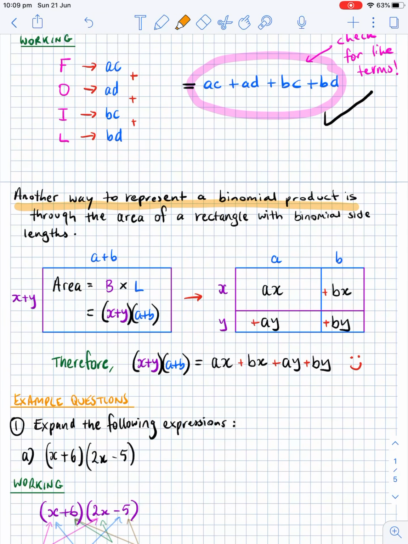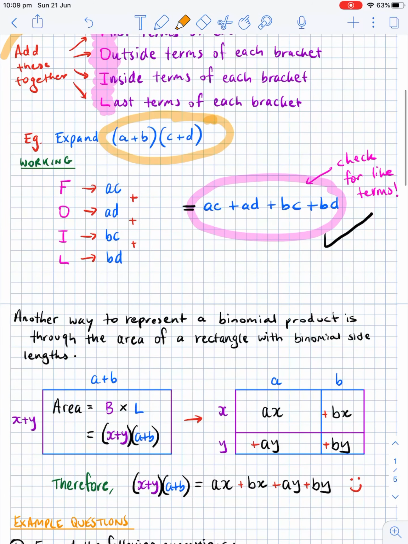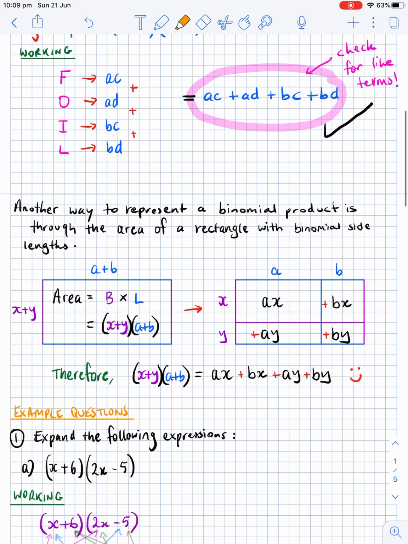Another way to represent a binomial product is through the area of a rectangle with binomial side lengths. So another way to show you that this is equivalent to this is to do it in this sort of way. So the idea is we can visualize a rectangle, and one length is a binomial here, a plus b, and this length here is x plus y, another binomial. If we want to find the area of this rectangle, we would do breadth times length. So that's going to be x plus y times a plus b, and that looks like this, because to find the area of this rectangle, you'd have to multiply this length by this length.